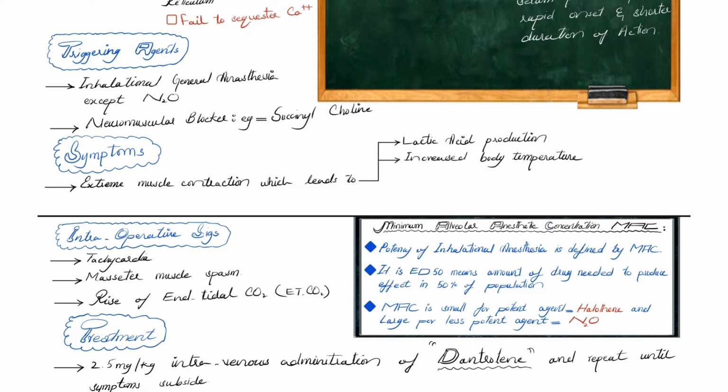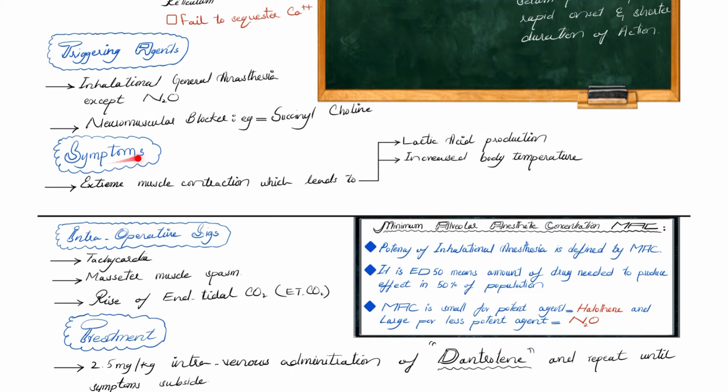The triggering agents can be inhalational general anesthetics, all the inhalational general anesthetics except nitrous oxide. Nitrous oxide does not cause malignant hyperthermia. Another triggering agent is a neuromuscular blocker. Not all neuromuscular blockers, but only depolarizing neuromuscular blockers such as succinylcholine.